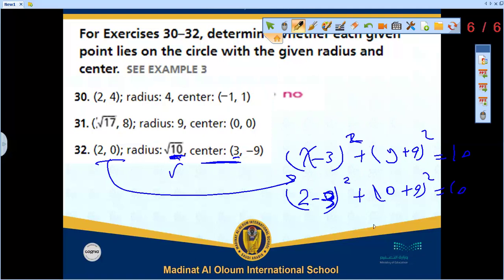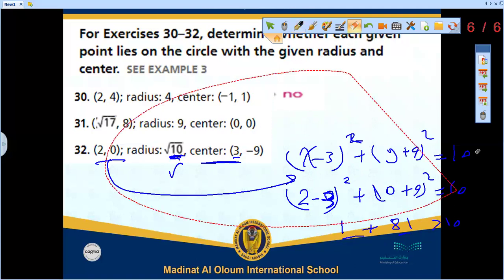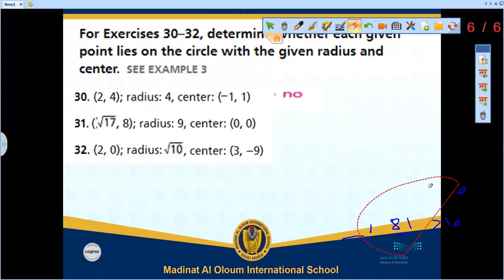Here it's 1 plus 0 plus 9 squared, which is 81. 81, it means 82 greater than 10. It does not lie on the circle.